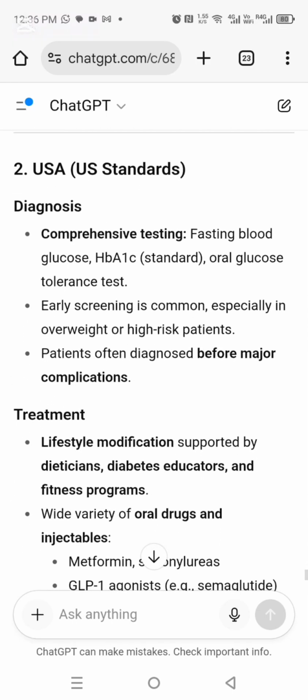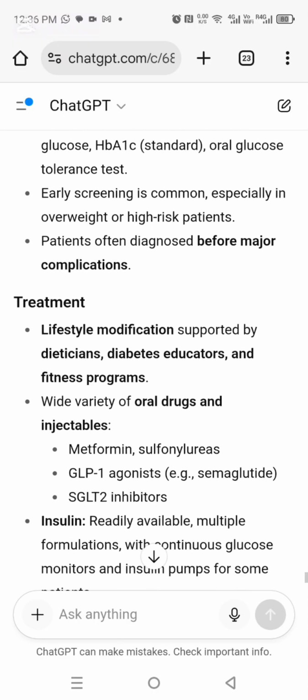So, US standards. Oh my god, I'm even scared. Diagnosis: comprehensive testing, fasting blood glucose, HbA1c standard. That's like standard. Oral glucose tolerance test. Early screening is common, especially in overweight or high-risk patients. Patients are often diagnosed before major complications. Treatment: lifestyle modification supported by dietitians, diabetes educators, and fitness programs.